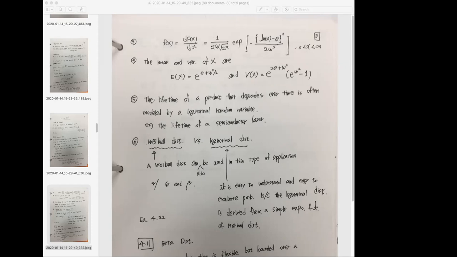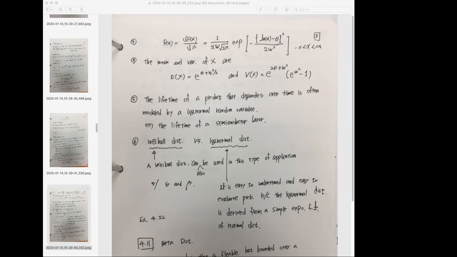The lifetime of a product that degrades over time is often modeled by a Lognormal random variable. An example is the lifetime of a semiconductor laser. The Weibull distribution can also be used, with the parameters delta and beta. What about the Lognormal distribution? It is easy to understand and easy to evaluate probability because the Lognormal distribution is derived from a simple exponential function of a normal distribution. So that's the reason.